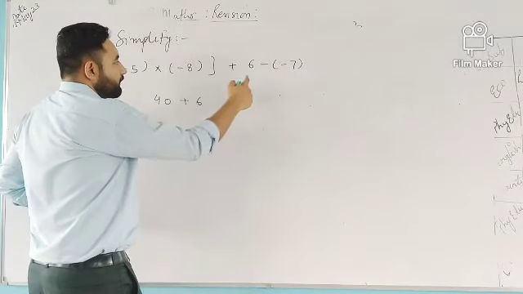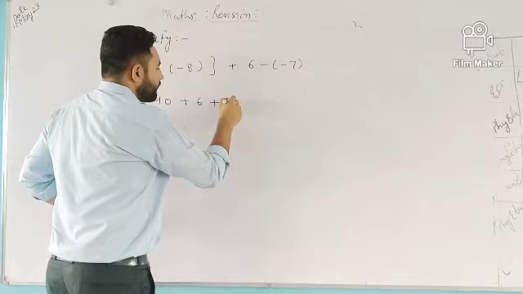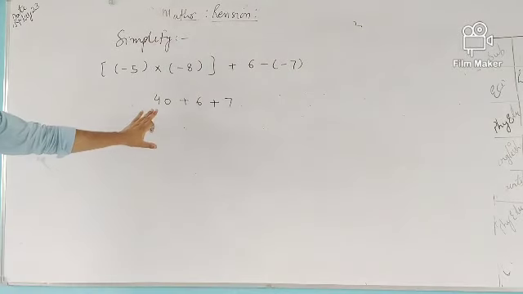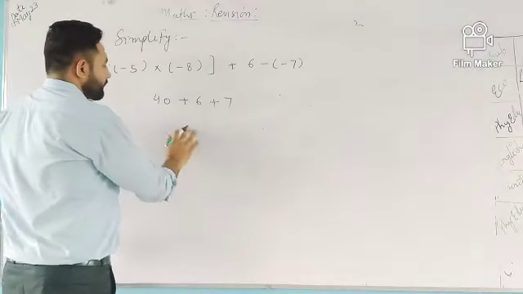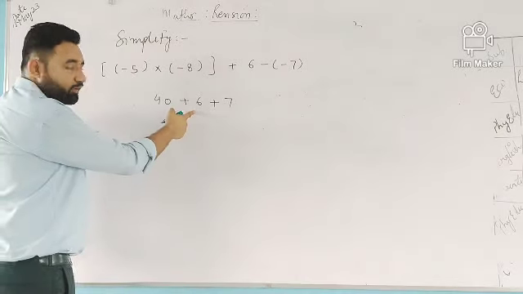And minus into minus is what? Plus. So 40 plus 6 plus 7 we will write, which becomes what? 40 plus 6 is 46 plus 7 is 53.